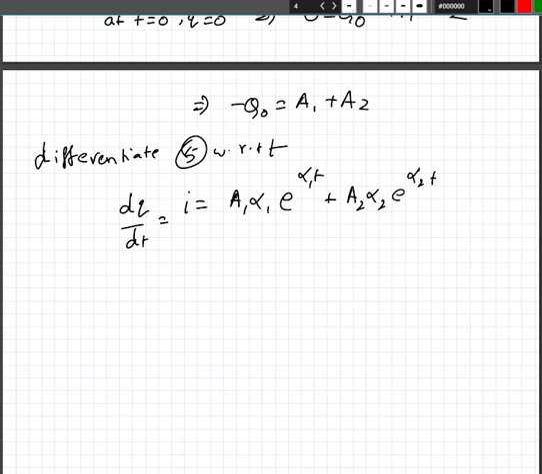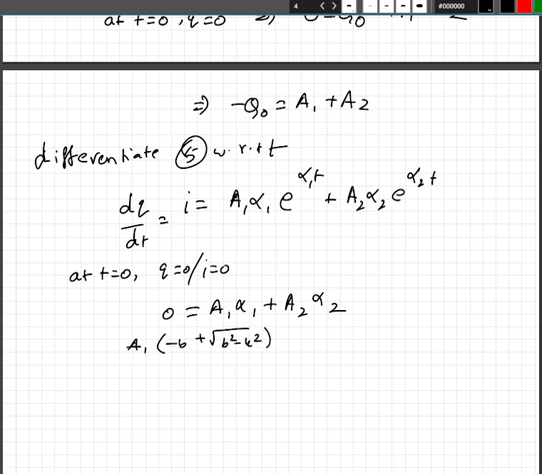So again put the same condition, at t is equal to 0, q is equal to 0, or I is equal to 0. So if you put that, a1 alpha 1 plus a2 alpha 2 is equal to 0 is the condition. Or you just substitute for alpha 1, a1 into minus b plus square root of b square minus k square plus a2 into minus b minus square root of b square minus k square is equal to 0, or you just do the rearranging of the terms.